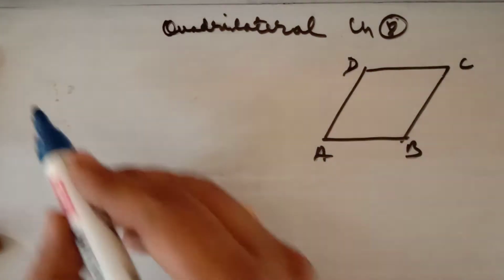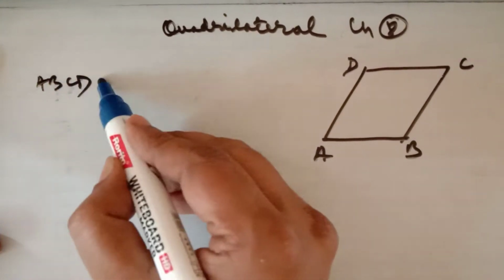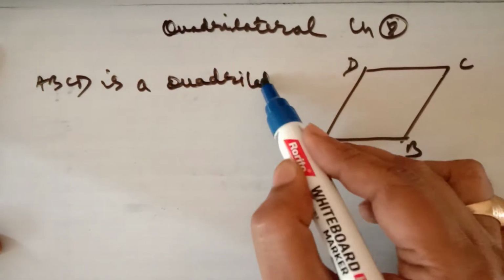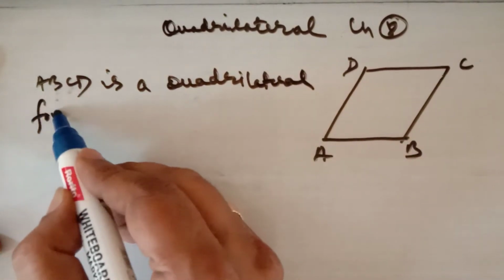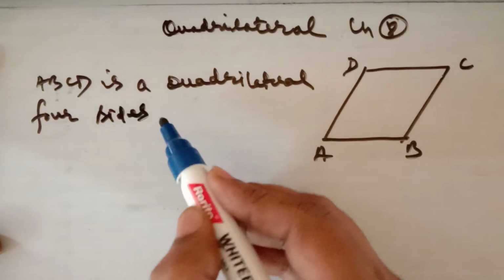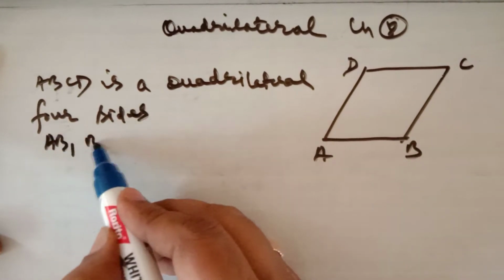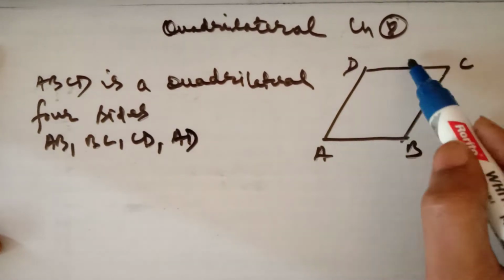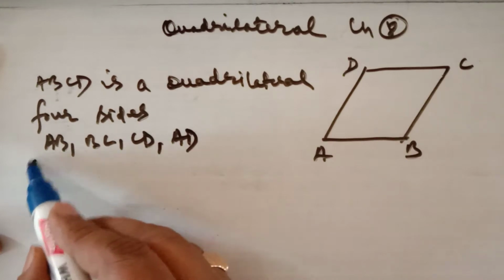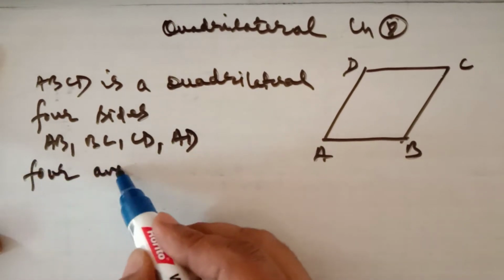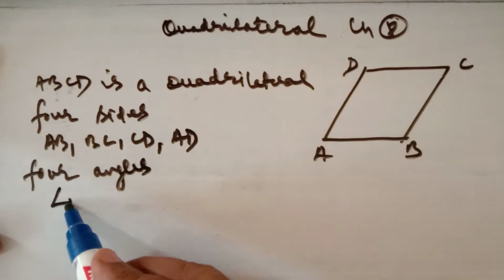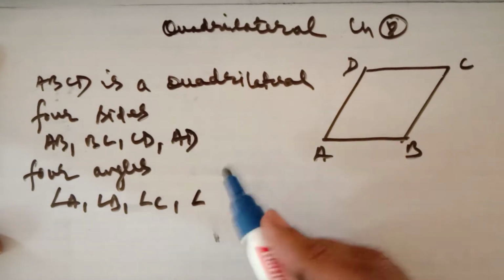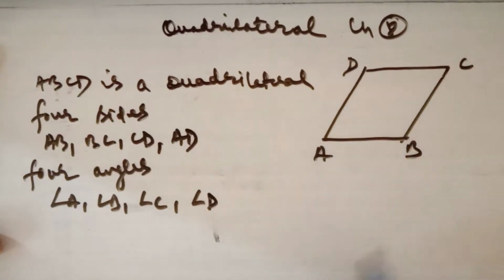ABCD. So ABCD is a quadrilateral in which we have four sides. The four sides are AB, BC, CD and AD. There are also four angles: angle A, angle B, angle C and angle D.